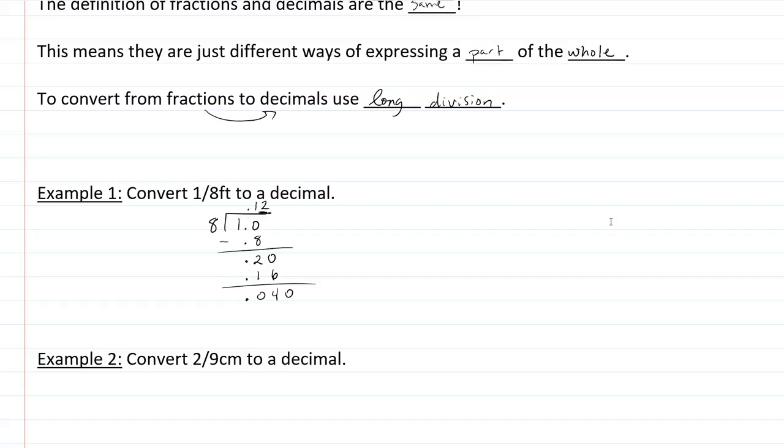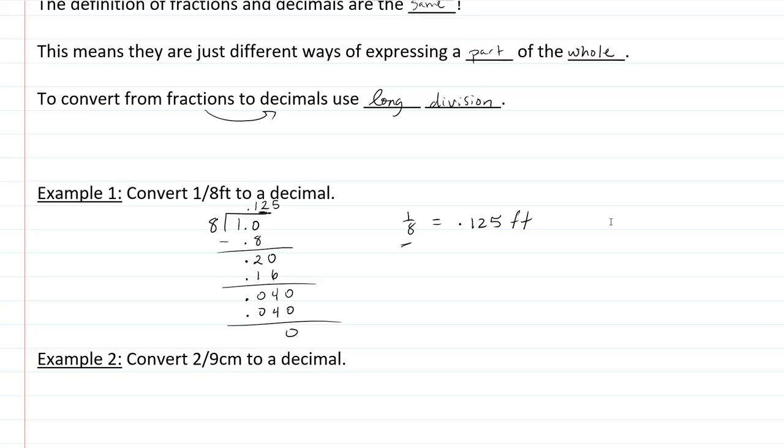0.040. 8 goes into 0.040 5 times, goes into 40 5 times, right? And we end up getting nothing. So 1 over 8 actually is equal to 0.125 feet.